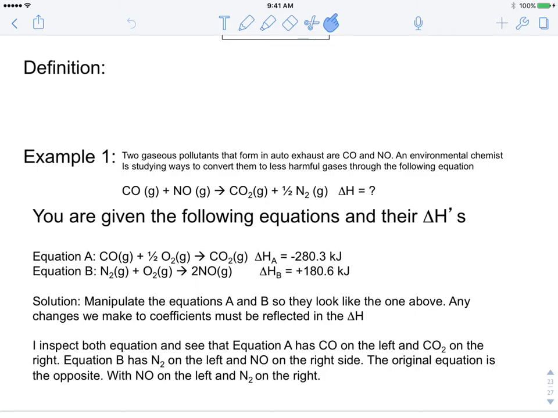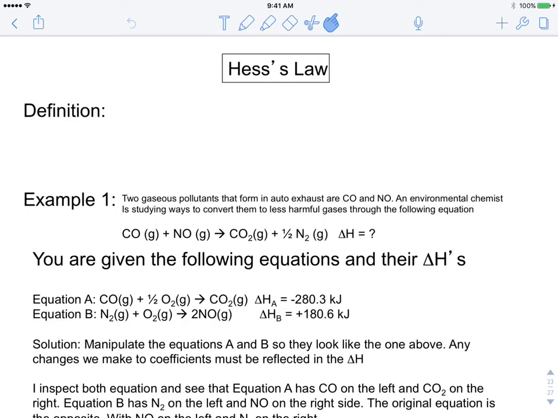So the definition of this last part of thermodynamics is for Hess's Law, and what Hess's Law basically says is that you can take individual processes or individual reactions, and you can add up their heat of reactions, and you can get an overall sum for the heat of reaction for an overall process.